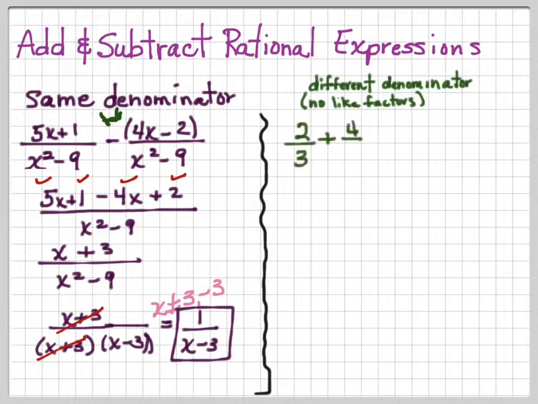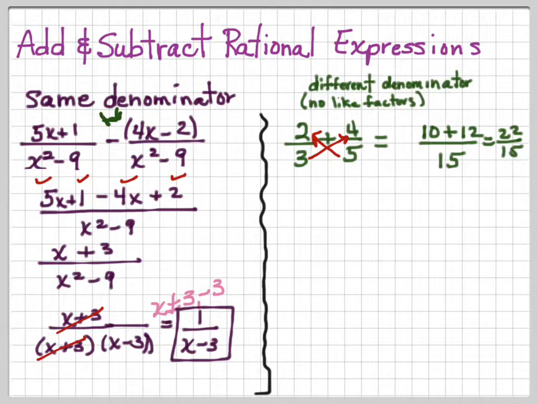How about different denominators with no like factors? Let's do a little practice problem here. 2/3 plus 4/5. 3 and 5 have no common factors. So what I'm going to do is multiply 3 times 5, which is 15, multiply the denominators, and then I have a 3, I need a 5, so 5 times 2 is 10, and 3 times 4 is 12, so this would give me 22 over 15.